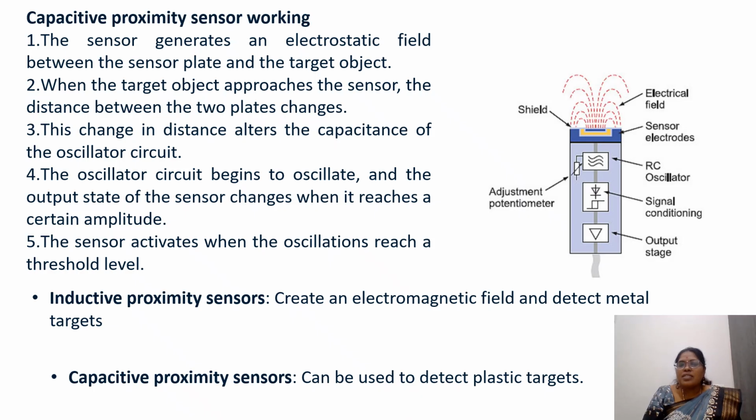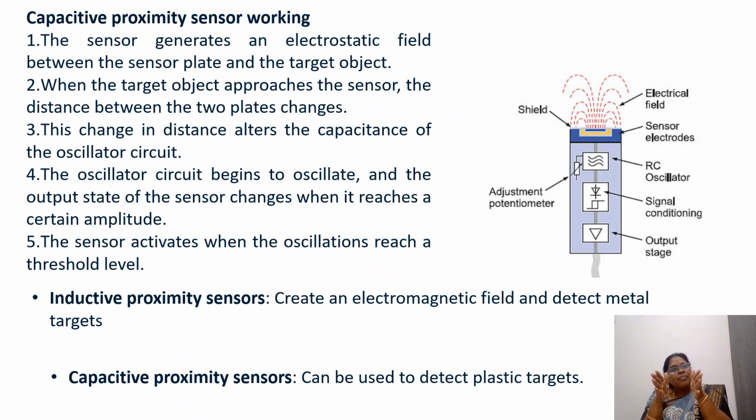The first one is that the sensor generates an electrostatic field between the sensor plate and the target. So one is the sensor plate, and another one is the target plate. Assume this is the sensor and this is the target. When the target is approaching the sensor, the distance between the plates changes.